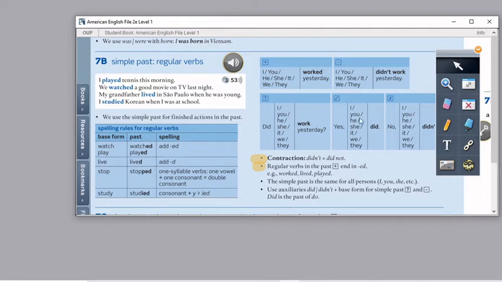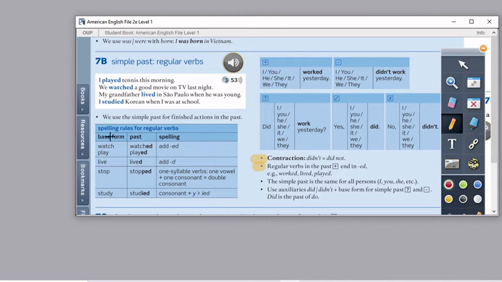Okay, so now we have the first bullet point, viñeta. We use the simple past for finished actions in the past, especially when we say the time. This morning, last night, when I was young, when I was at school. It's specific in the past.